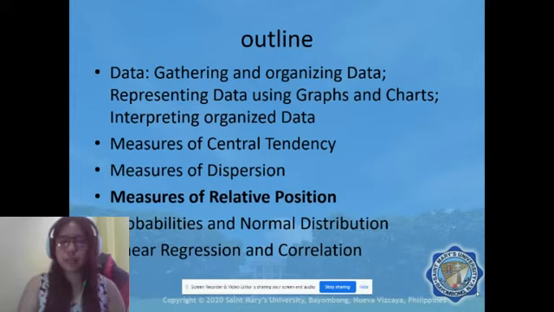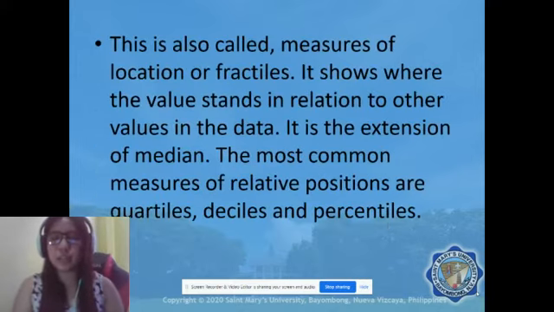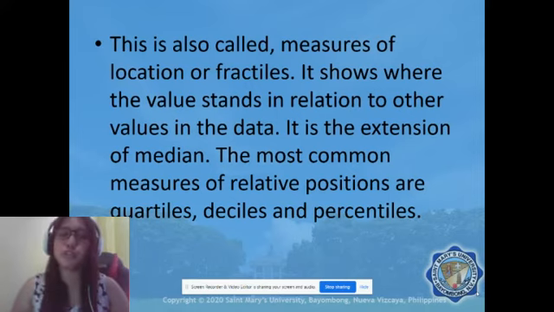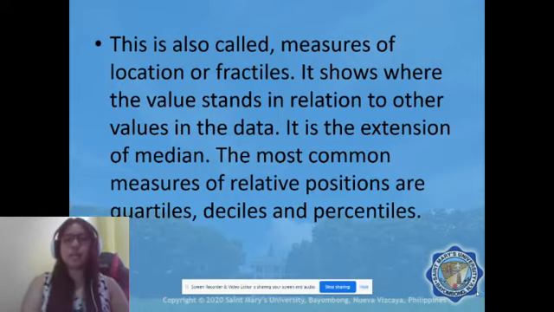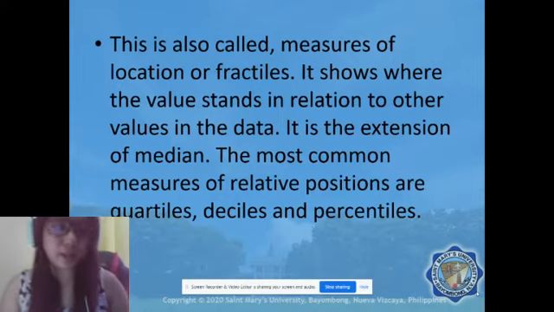Okay, so let us now consider measures of relative position. The relative position is also called measures of location, or maybe you are more familiar with fractiles. It shows where a value stands in relation to other values in the data. It is an extension of the median, and the most common measures of relative position are quartiles, deciles, and percentiles. So let us talk about quartiles first.